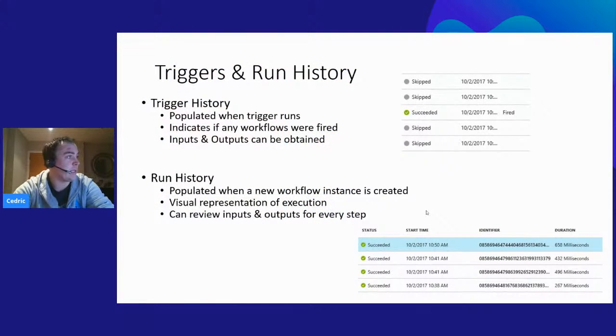Your trigger and run history are pretty interesting. You can have skipped triggers, you can have succeeded triggers, and essentially from there, you can start reprocessing triggers. So if you have triggers that for whatever reason failed, you can rerun those triggers when you fix your Logic App and just reparse that message so you don't lose it.